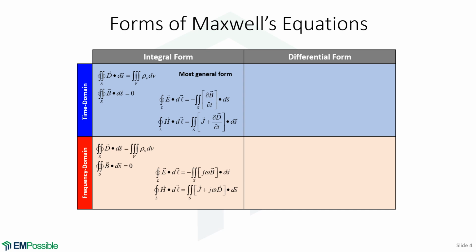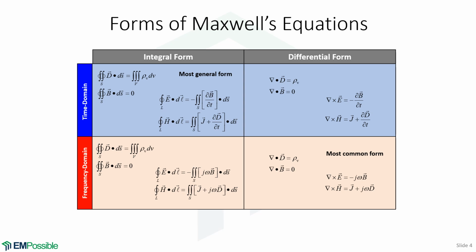We can Fourier transform these equations and jump to the frequency domain form. When we do this, however, we lose the transient time domain information that we had in the time domain form. We can also write these in differential form. Immediately, we can see that these are simpler equations. And we'll end with Maxwell's equations in the frequency domain differential form. In my opinion, these are by far the most common way that Maxwell's equations are presented, and they're the easiest to work with.